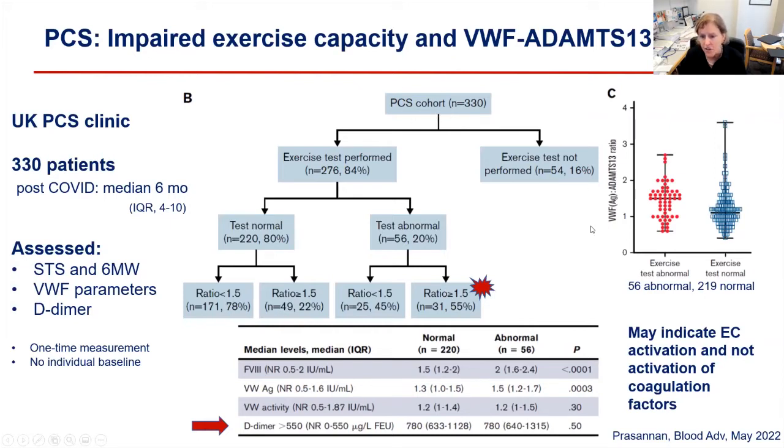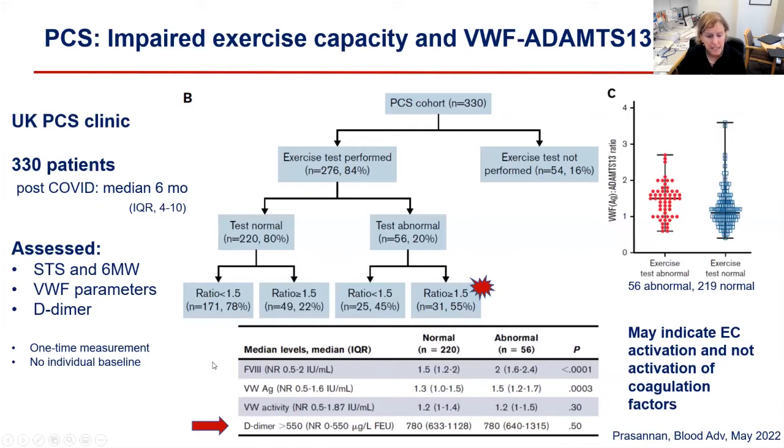And so what is the VWF antigen to ADAMTS13 ratio? VWF is secreted from vascular endothelial cells, and ADAMTS13 is a protein that cleaves the ultra-large VWF molecules and is not affected by inflammation. So as VWF levels rise, this ratio is a marker for inflammation and endothelial cell disruption. You can see that in those that had a normal exercise test, we have the median right here. And these are the 56 participants who had an abnormal exercise test. Many of these still had normal values.